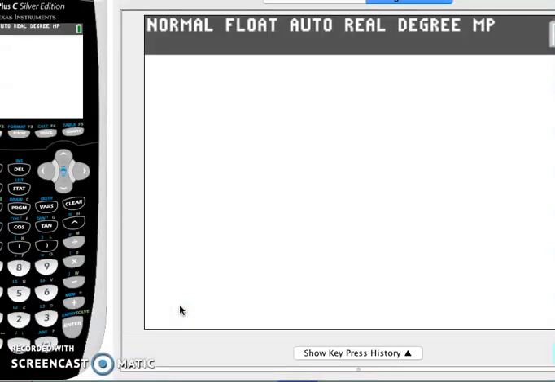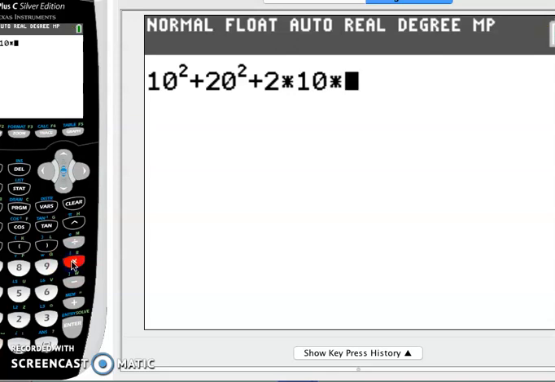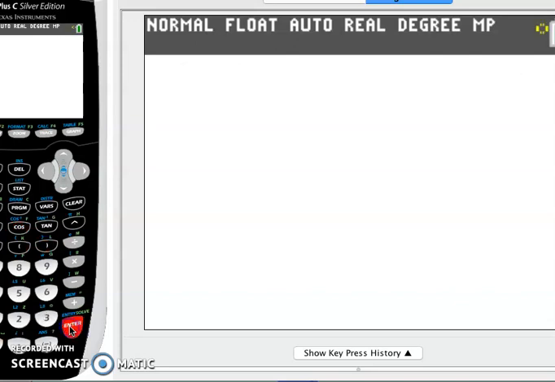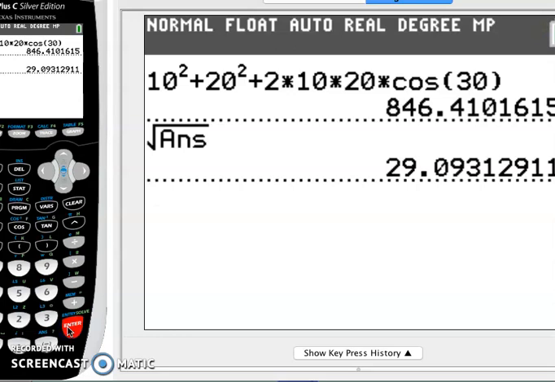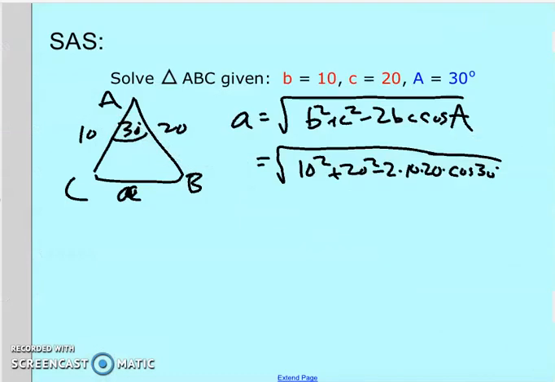I don't know why, but I like to do the square root at the end. So I'm going to do 10 squared plus 20 squared minus 2 times 10 times 20 times the cosine, now, law of cosines, it was 30 degrees. And I got 846, and I've got to take the square root of that. That's going to give me side A. It's pretty close to 29.